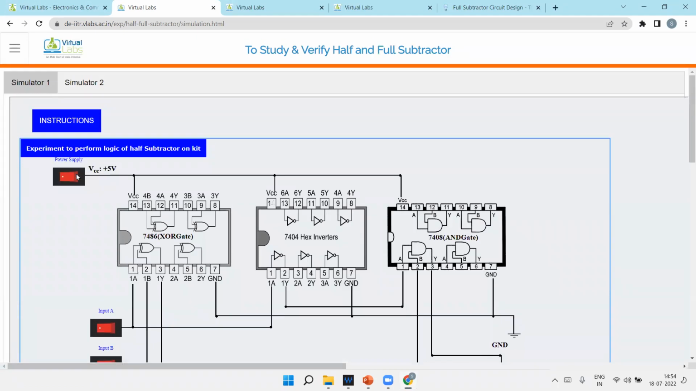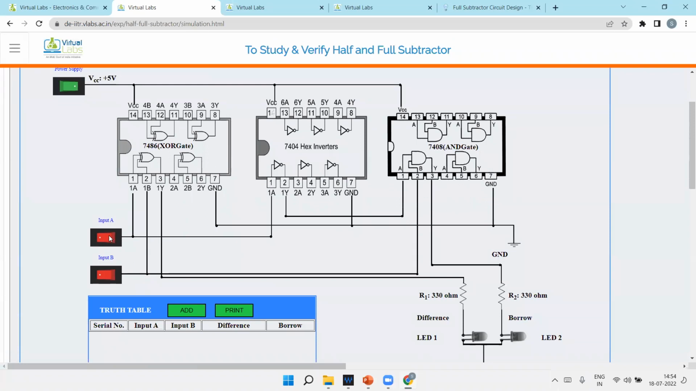Now what you have to do first is click on the supply. Now the supply is connected. These are 2 inputs. Here a red button means these two inputs are 0, and this LED is not glowing, which means the output is 0. You can add it in the truth table.